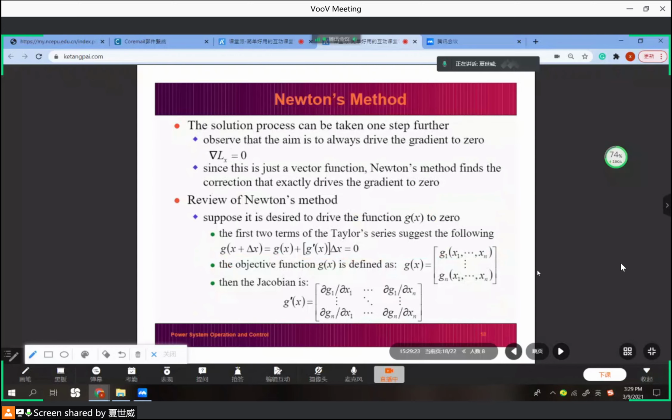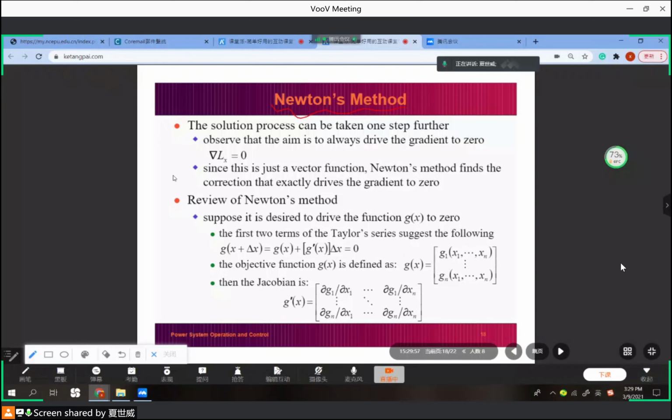Previously, we had the lambda iteration method and also the gradient method. The next method is better than the gradient and lambda iteration methods. We call it the Newton method. With Newton's method, the solution procedure can be taken one step further. Observe that the aim is to always drive the gradient to 0. Since this is a vector function, Newton's method finds the correction that exactly drives the gradient to 0.